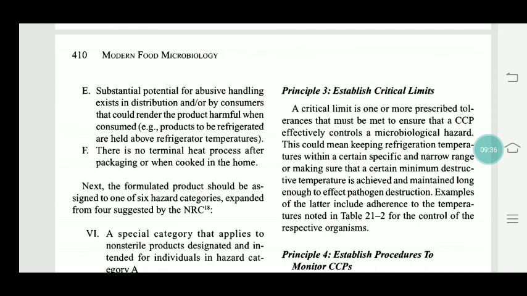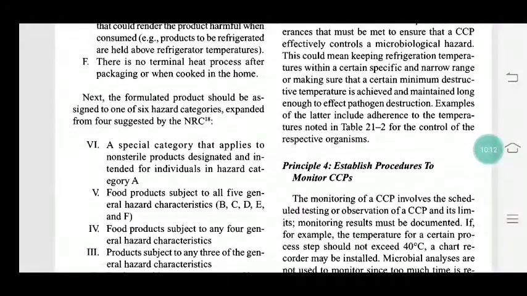To destroy microorganisms, we check their limit, that is, at what temperature or pressure they are going to be killed. So it is to set or check the critical limits of the microorganism to avoid microbial hazard, to control it. A critical limit is one or more prescribed tolerances that must be met to ensure that a CCP effectively controls a microbial hazard. So it is a checking of the tolerance of the microbial hazard.